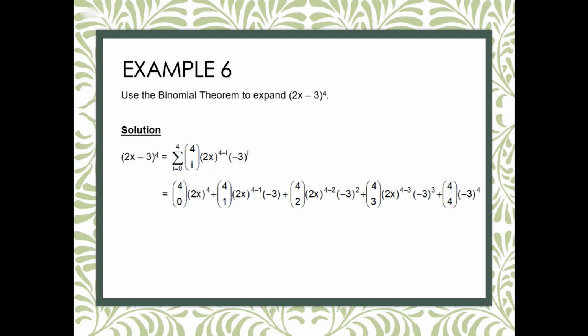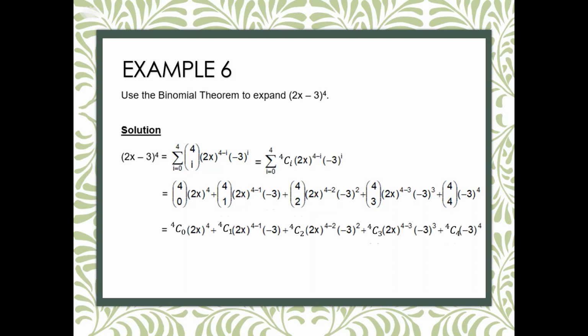Take note that the number of the terms is 5, which is greater by 1 than the given power. You may also use the symbol nCi in your expansion. Up to you which symbol you want to use, either using the bracket or using C.